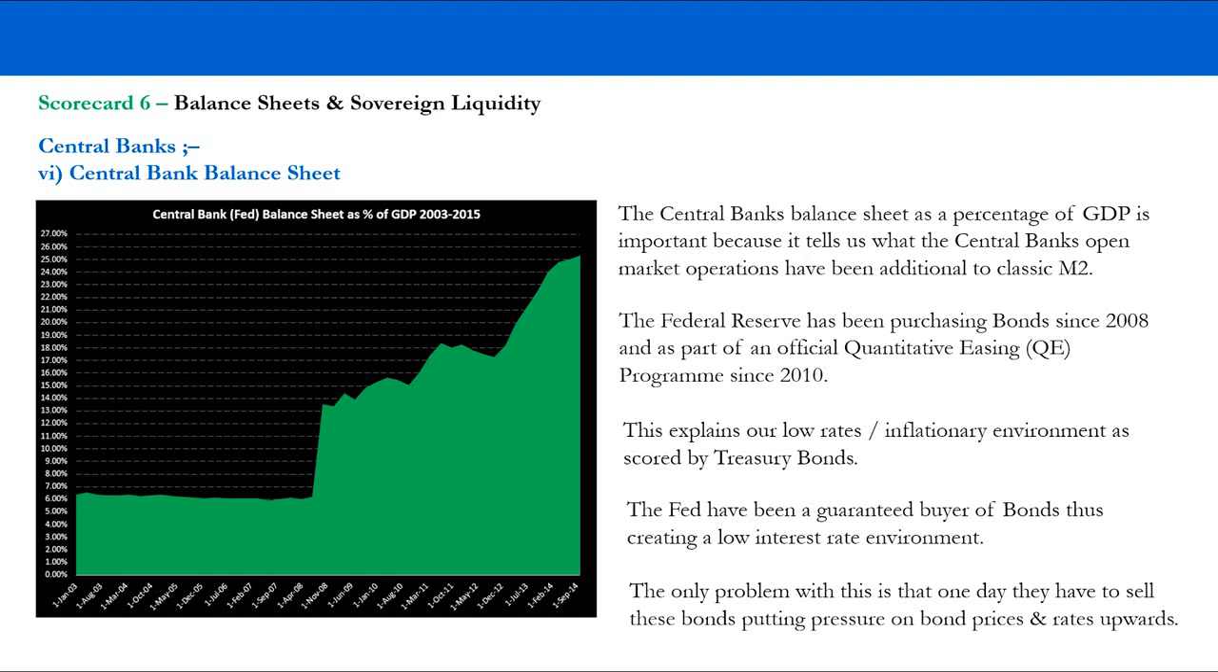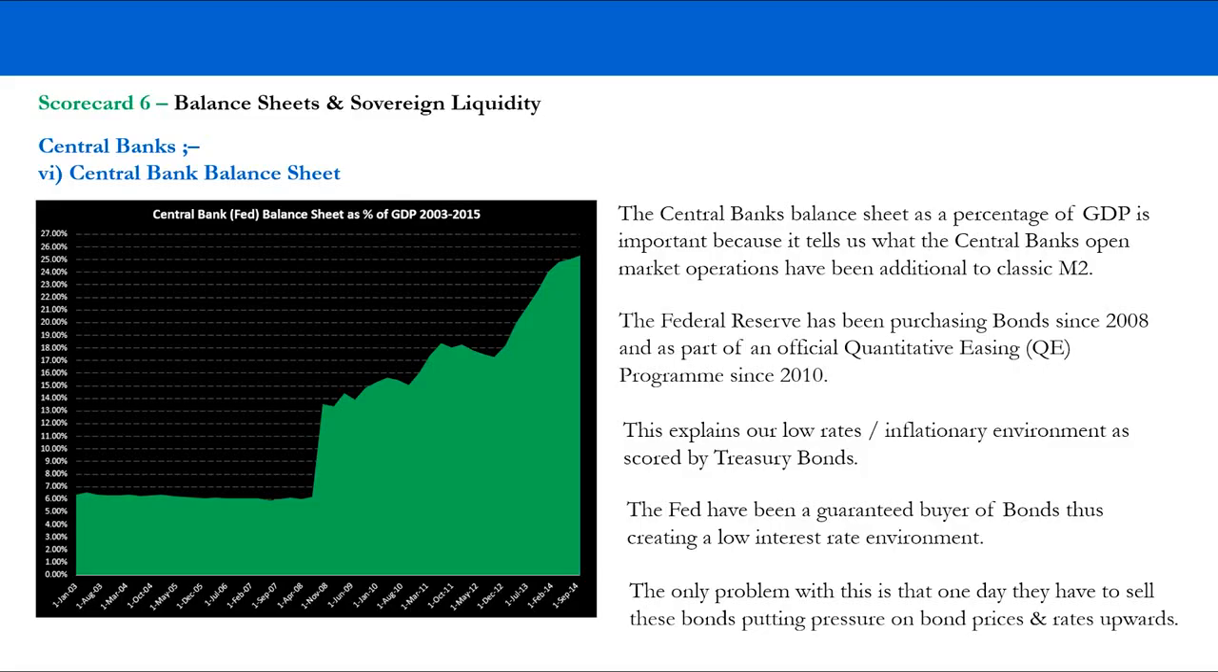And it's important because it tells us what the central bank's open market operations have been, which are additional to classic M2 money supply. And the Federal Reserve, as we know, has been purchasing bonds since 2008 as part of an official quantitative easing program. And the official program came into operation in 2010. And we've had 3 rounds of this now, 3 rounds of quantitative easing. And this begins to explain our low rates or inflationary environment as scored by Treasury bonds previously.